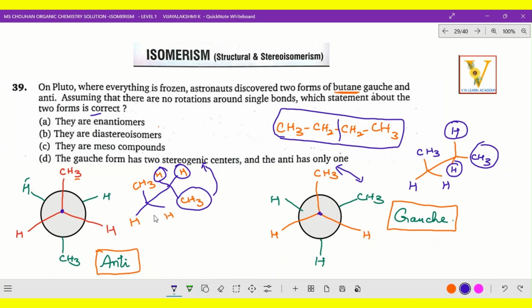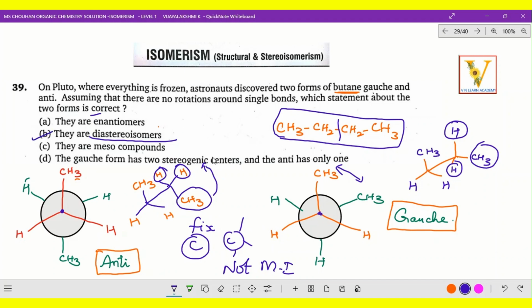Only one chiral center, it is a rearrangement that is taking place. There are two chiral centers. In one chiral center it is fixed, and only the other chiral center is rearranging. So how do we identify diastereomers? In diastereomers, one chiral center is fixed, the other chiral center is rearranging. Spatial arrangement, non-mirror image. Not mirror image means it is diastereomers. So anti and gauche are diastereomers. So the answer is B.